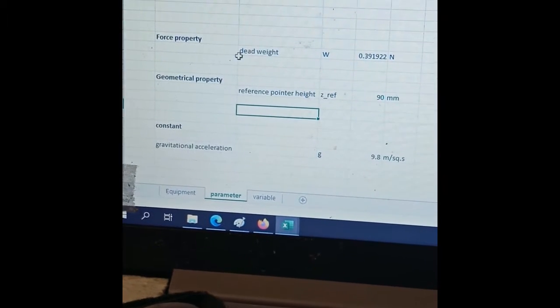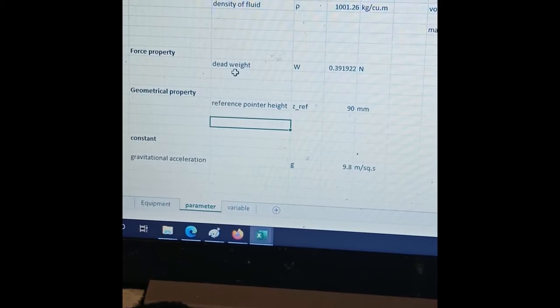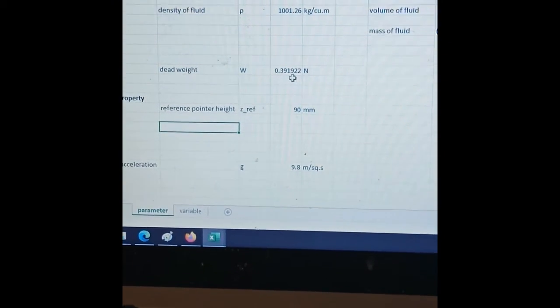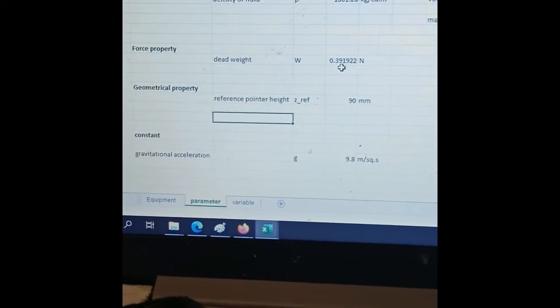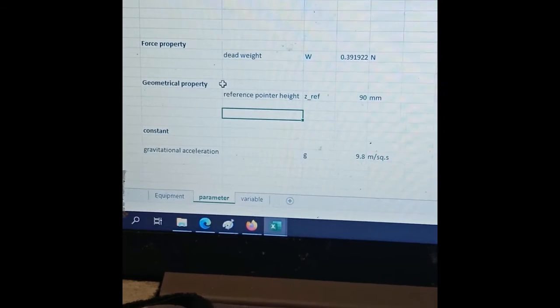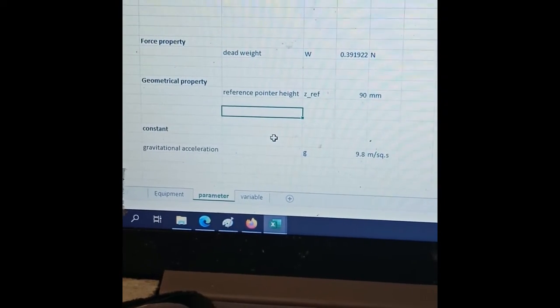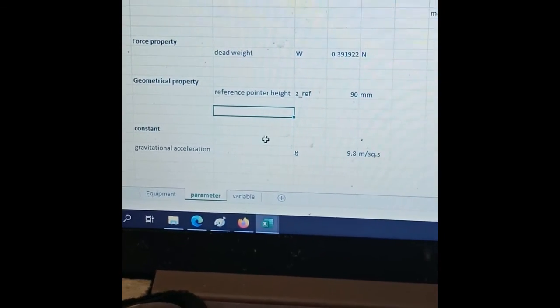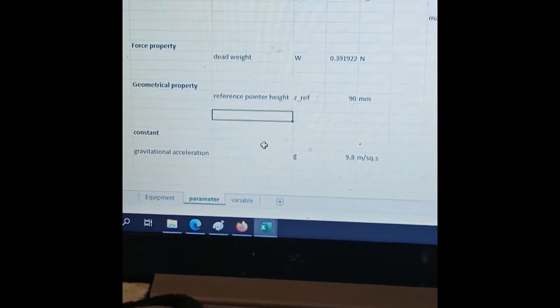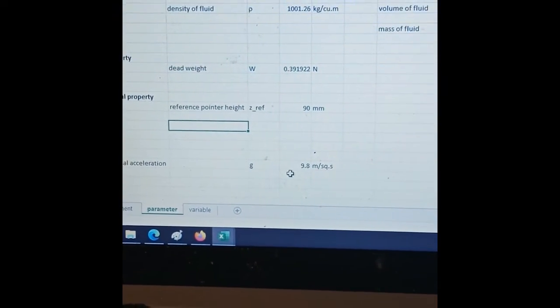The fourth property here is the dead weight. This is the dead weight that we're going to fix, and this is the accurate value that we get from two masses, and we're going to maintain the same value throughout the experiment. For the numerical properties, the reference pointer will be set at 90 mm. We are also using the constant variable, gravitational acceleration, which is set at 9.8 meters per second squared.